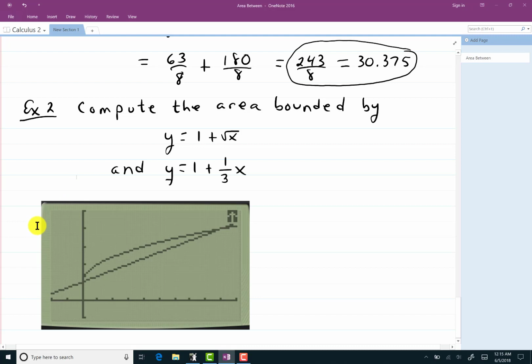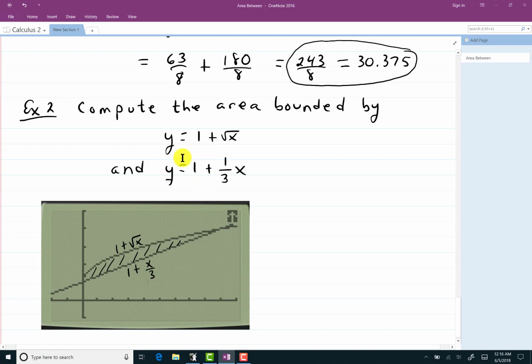Alright, so the area that I want is in here. I can see that the square root function is on top. So 1 plus radical x is the upper function. The lower function is the 1 plus x over 3. Alright, let me find this intersection point, although I think it might be 9. It may be 9, but I'll calculate just to be on the safe side. Interesting there. Look at that. That's not an intersection point.